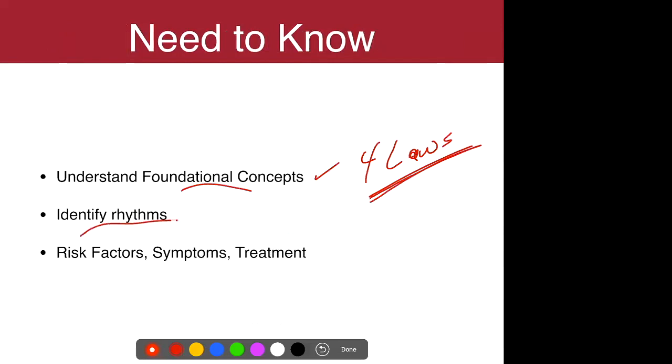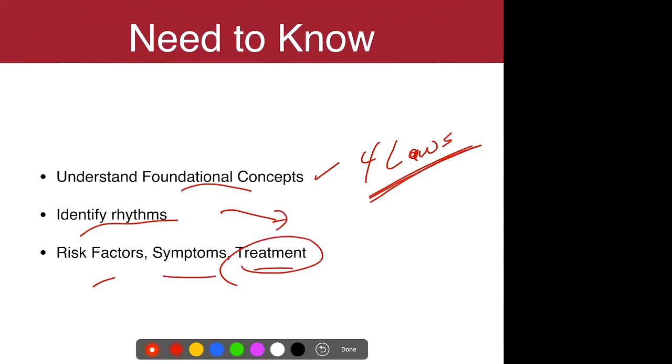Now, identifying the rhythms, so you need to be able to do that. You need to be able to recognize atrial fibrillation when you see it, and atrial flutter when you see it. And if you know the rhythm, it would be helpful to know how to treat it when you see it. So these things are important too. Things that put patients at risk for particular rhythms, maybe the symptoms that would be associated with it, and the treatments. A lot of the treatments are going to be pretty similar.